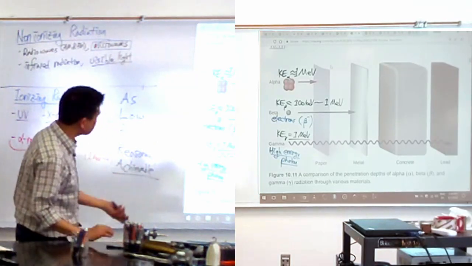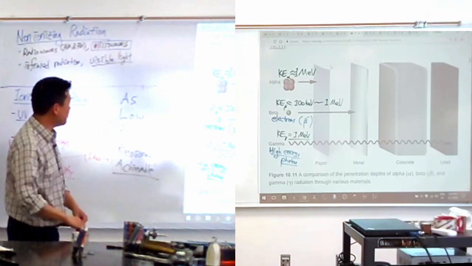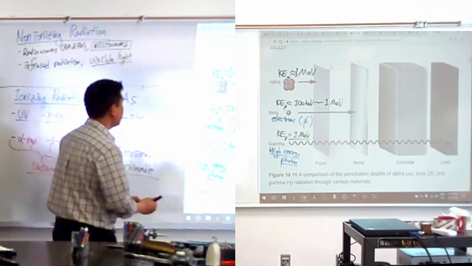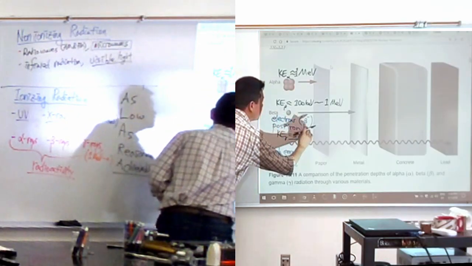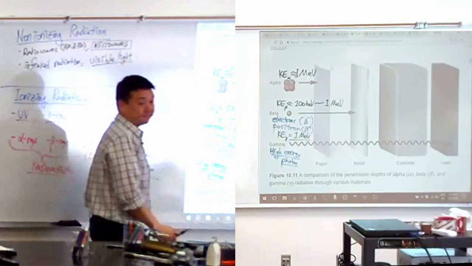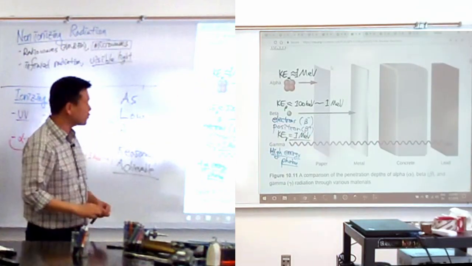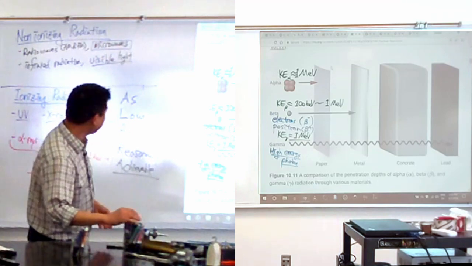I guess one thing I should be careful with is sometimes what we call beta ray may not be an electron. It could be something called a positron. It's a version of an electron that has a positive charge. So I think that's also called beta ray. We don't have a separate name for that for some reason.